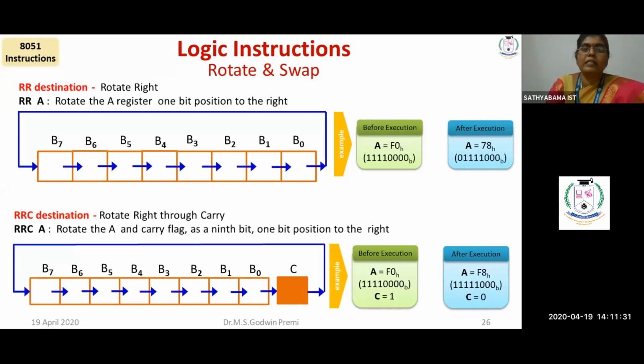Here RRC space destination, that is rotate right through carry. The destination can be only the accumulator. So this is an 8-bit rotation, and this is a 9-bit rotation. Rotate right without carry. This is through carry.